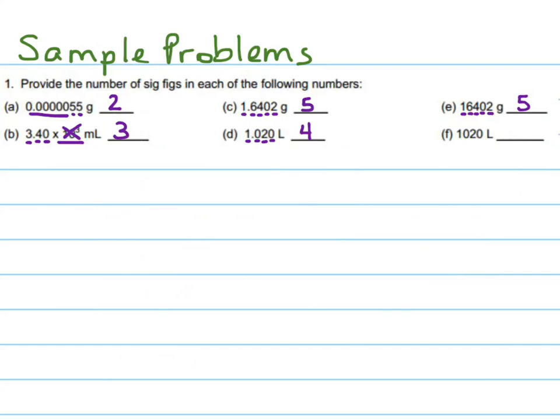And in F, our last example, the 1 is significant because it's non-zero. The 0 is between the 1 and the 2, so it's significant. The 2 is non-zero, but our last 0 is after our non-zero digits, but there is no decimal. So that lets me know that this probably is not a significant 0. So in this case, we only have 3 significant figures.